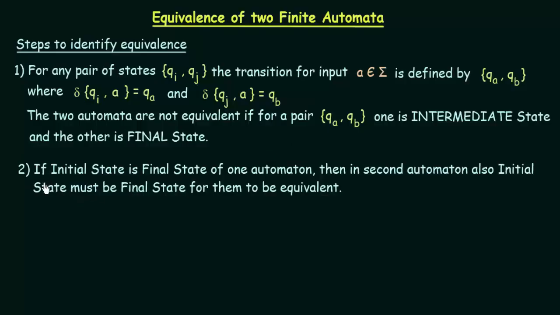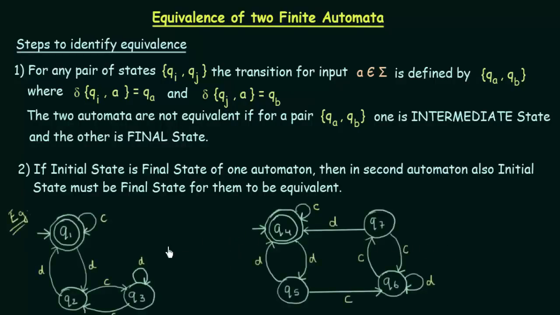The second step says that if the initial state is a final state in one automaton, then in the second automaton also the initial state must be a final state for them to be equivalent. That means in the first automaton, if its initial state and final state are the same state, then even in the second automaton, its initial state and final state should be the same for them to be equivalent. Otherwise, they will not be equivalent. So let us take a simple example to understand this in a better way.